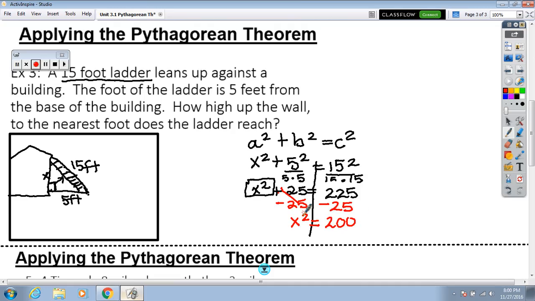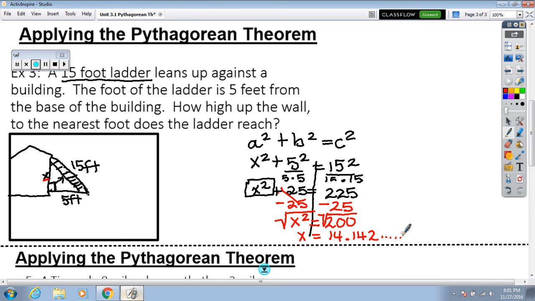Now remember to get rid of the square that's on your x, because we're just looking for x over here, not x squared. Then we have to take the square root of both sides. So x equals, and let's see if this is a perfect square, which I don't think it is. Nope, I get 14.142 and some more numbers.